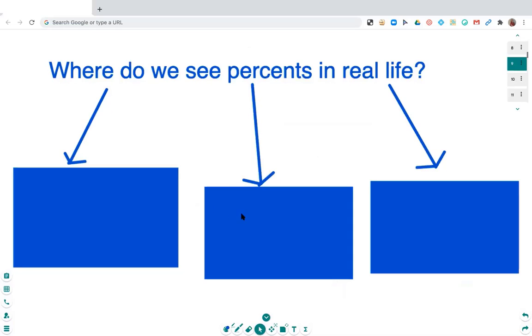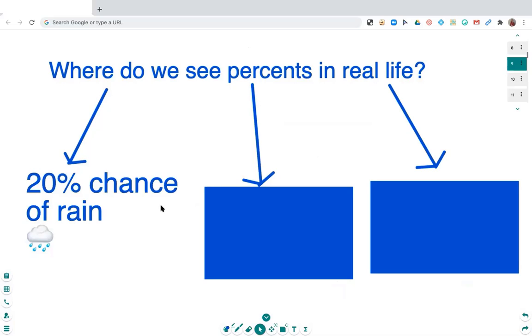Also, if we can relate it to real life, where do we see percents in real life? Well, percents are all around us. Just a few examples. For example, chance of rain. When you watch the weather report, it's a 20% chance of rain. So that means 20 out of 100. So it's a pretty low chance.